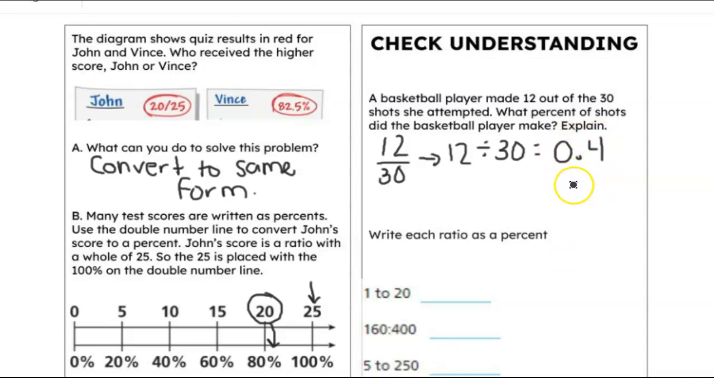Now, our next thing that we're going to do is to change a decimal to a percent. We move our decimal 2 times to the right. So I get 40%. So she made 40% of her shots.